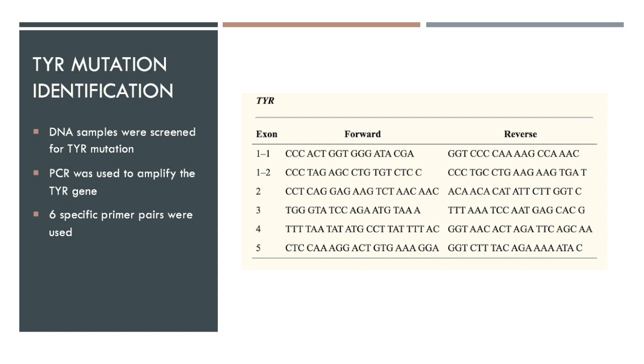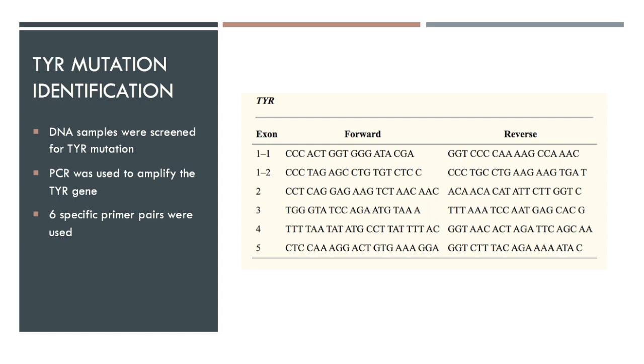PCR was used to amplify the entire TYR gene, which included all 5 coding exons and intronic flanking regions. This is the reason that 6 different primer pairs were required for this reaction. Primers are made to bind onto a specific sequence of DNA, or in this case, to a specific sequence that will amplify a mutation. The use of 6 specific primer pairs allowed the scientists to locate what exon the TYR mutation or mutations occurred.